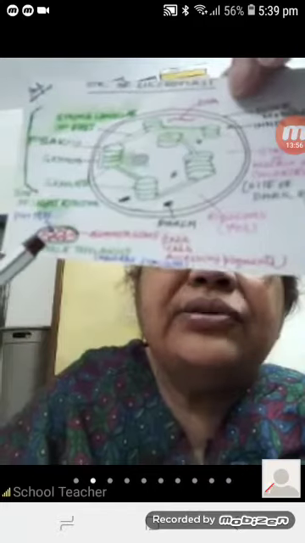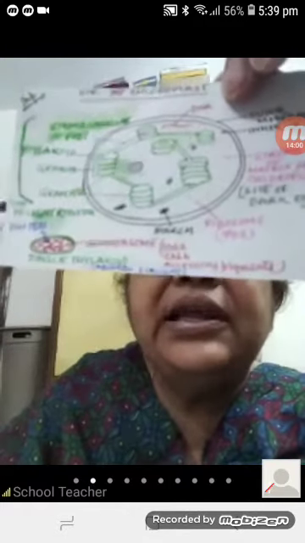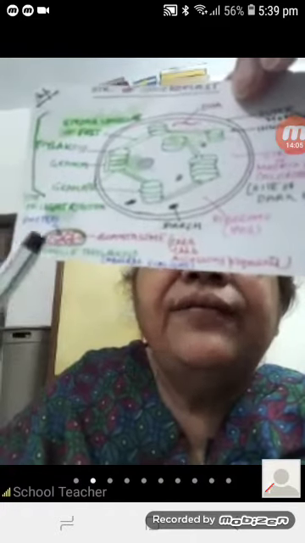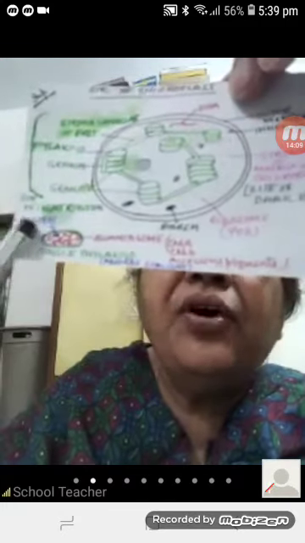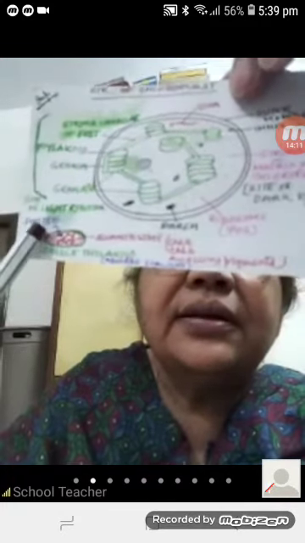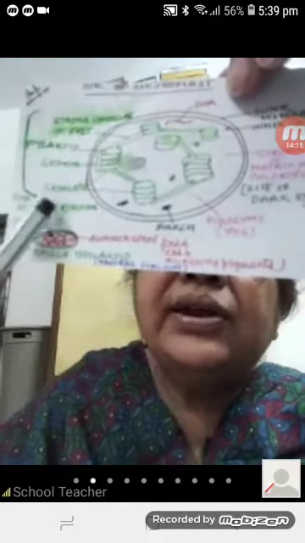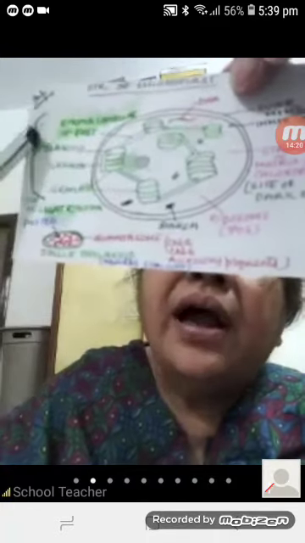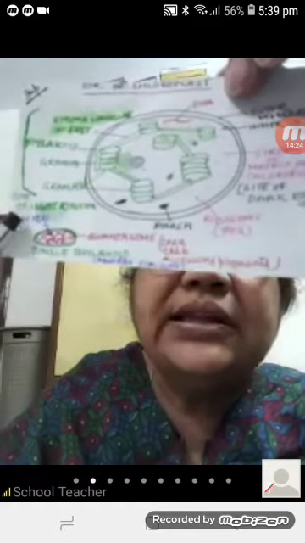Quantasomes are the structural and functional unit for photosynthesis because they are the structures which are going to absorb sunlight in the form of photons. So, all these structures that I have marked in green color are the site of light reaction of photosynthesis.